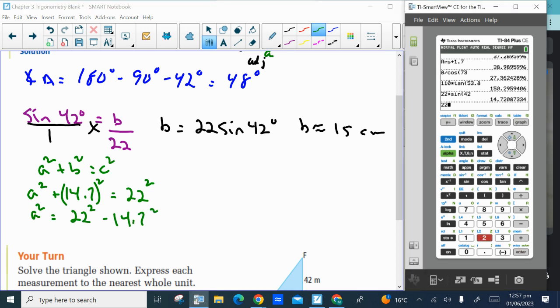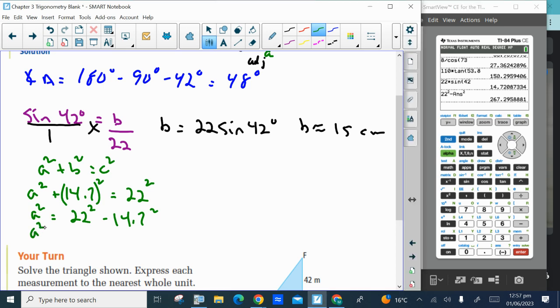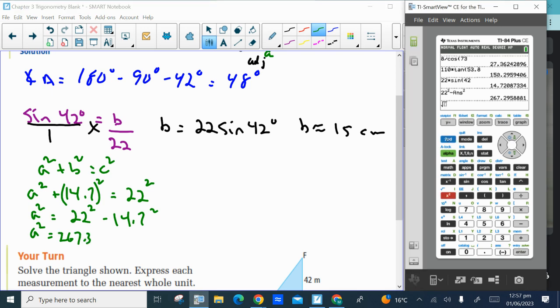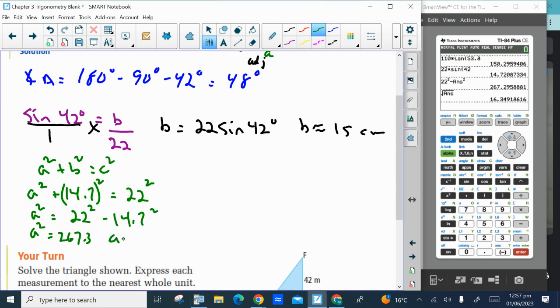So now we'll go to the calculator. 22 squared minus my previous answer, the entire decimal squared. A squared is 267.3. Again, that's an approximate because I rounded it. And now we'll take the square root of that to get a. So a would be approximately 16 centimeters. So that was done using Pythagorean theorem.